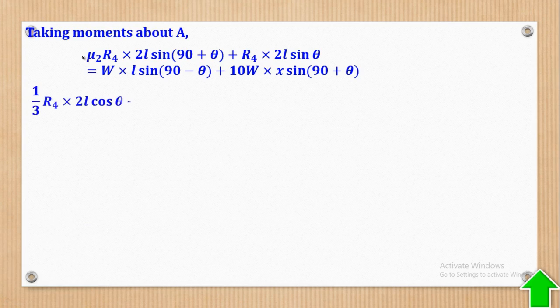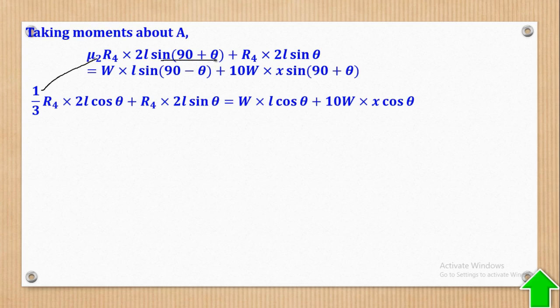Remember, mu2 is 1 over 3, so you can come and put 1 over 3 there. Then sine 90 plus theta becomes cos theta, which is there. This one remains as that. Then for this one also, sine 90 minus theta is cos theta, which is that. Then also sine 90 plus theta is cos theta, which is that.